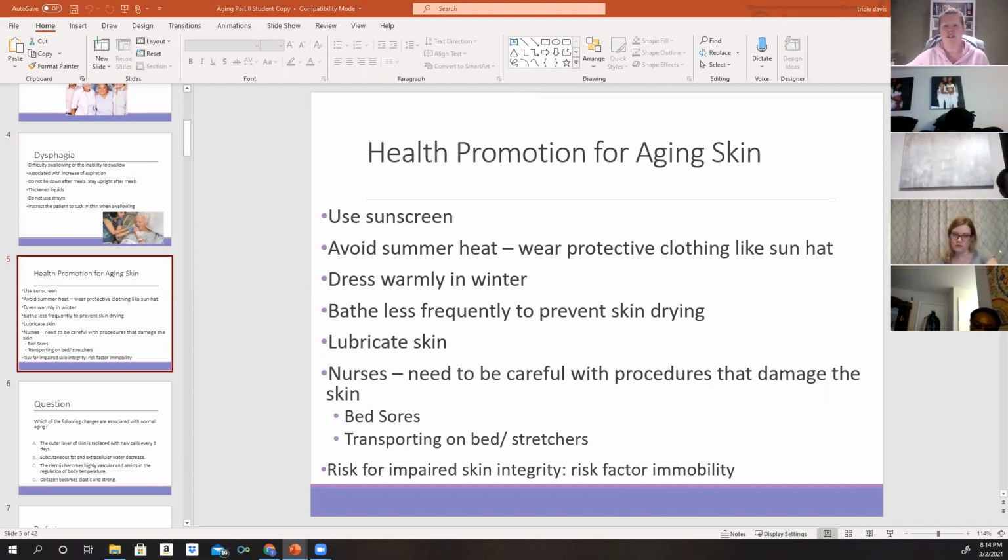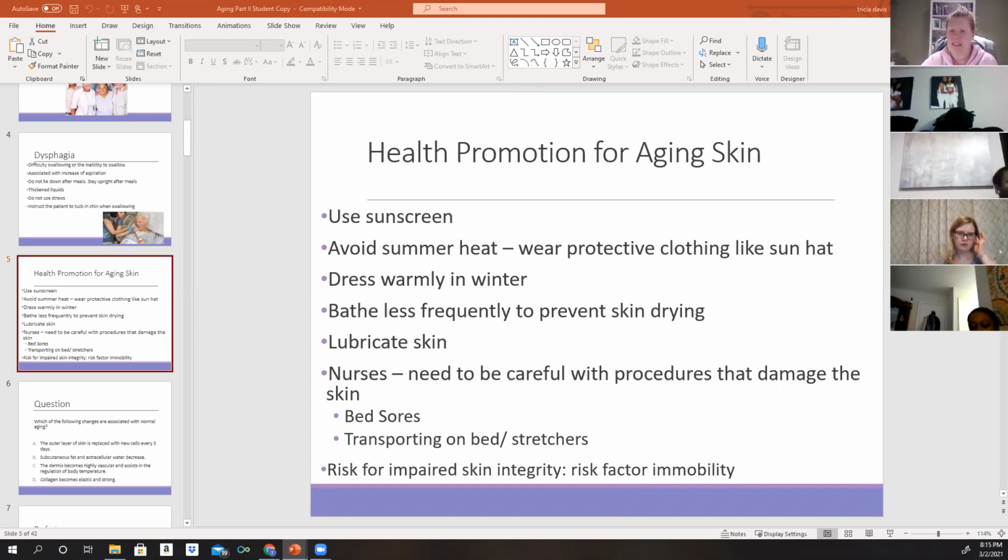So their skin is an issue also. We want to make sure that we're educating our patients that when they go out, even if they're going for a walk, even if it's later in the evening, we want them to use sunscreen no matter what time of day it is. If the sun is out, it's very easy for them to get sunburn. They lose a lot of their layers in their skin.